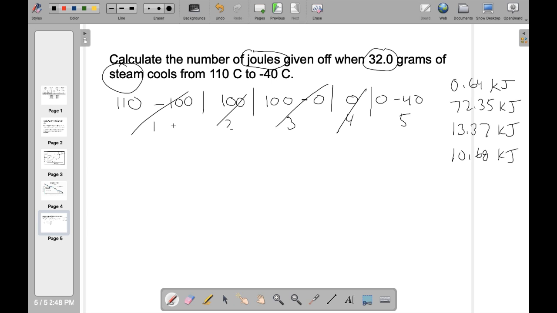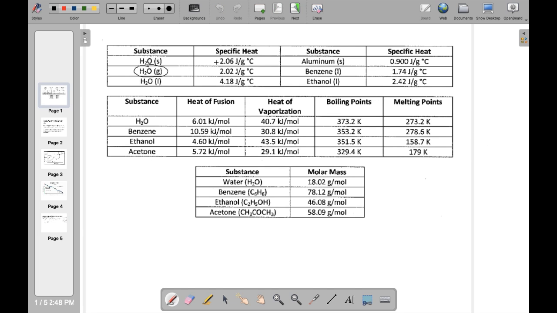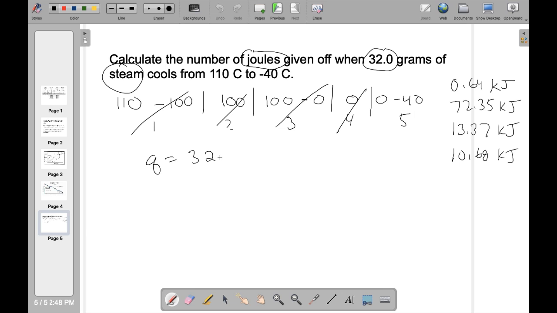Now we need to go from 0 to minus 40. Q equals the mass of water, and right here it's a solid, 2.06. And I'm not going to put the units in at the moment. And now we're going to have 40. So I have to do 32 times 2.06 times 40. And I'll get 2.63 kilojoules.